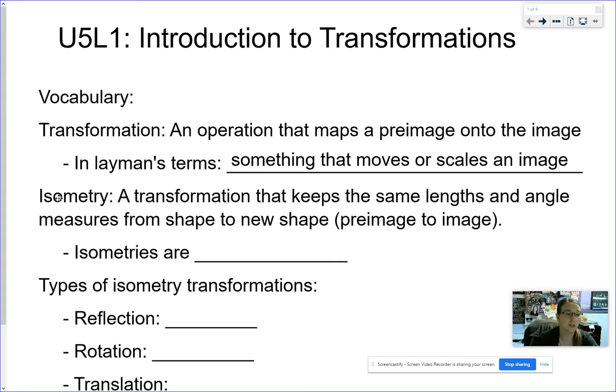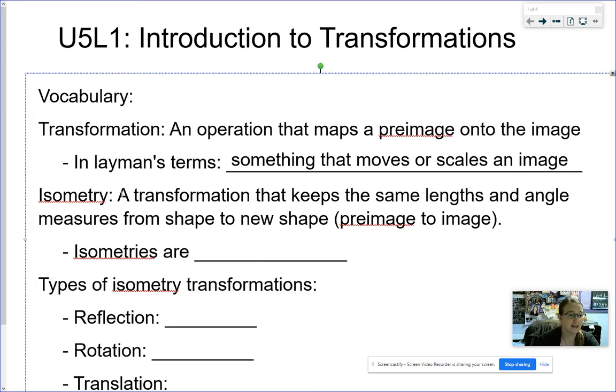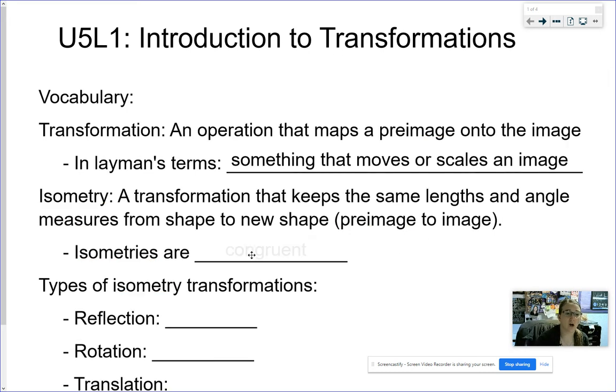Now, to start off with, we're going to talk about isometries. This is, again, what it says on your notes packet. If you don't have your notes packet, copy this stuff down. An isometry is a transformation that keeps the same lengths and angle measures from each shape to the new shape, from the pre-image to the image. That's what it means by pre-image to image, the original shape to the new shape. Now, what this means is any transformations that are isometries create congruent shapes.